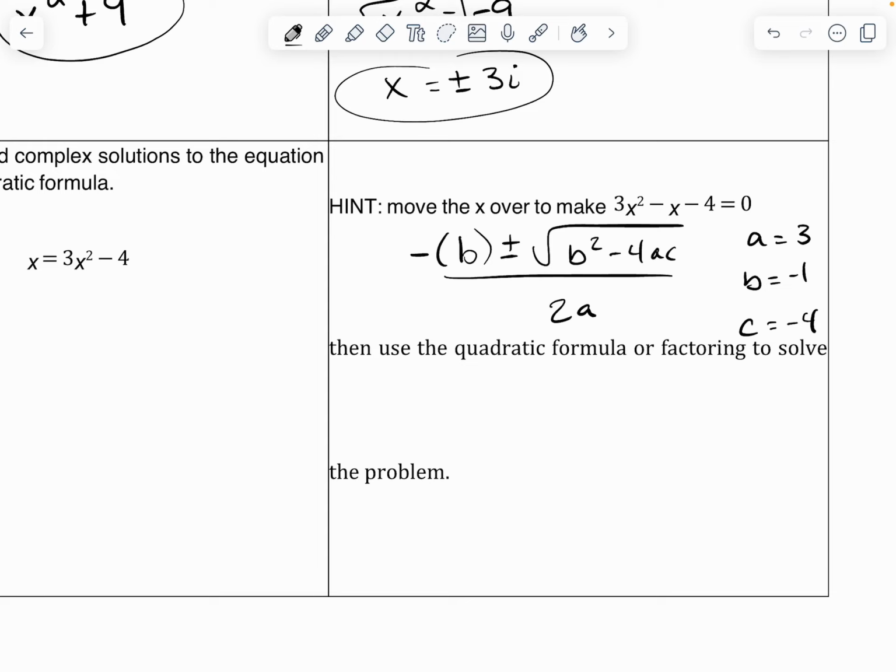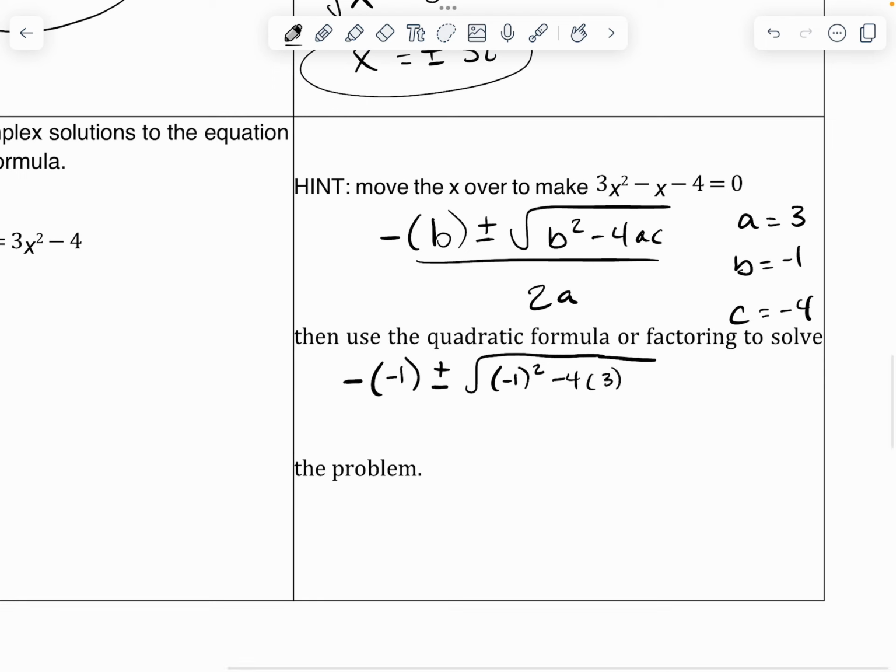Okay? What numbers do we get here? I'm going to do this the long way. You guys probably are typing this into your calculator and just getting one answer each time. But I'm going to work this out by hand as we're going through this. So we've got negative b, so negative 1 plus or minus the square root of b squared, so negative 1 squared minus 4 times a, which is 3, times c, which is negative 4, all over 2 times a, 2 times 3.